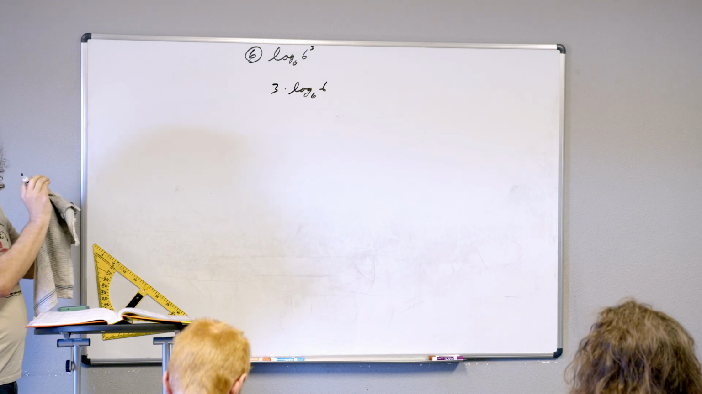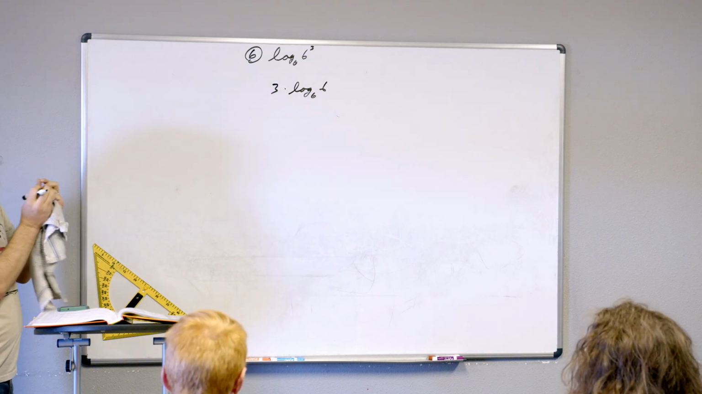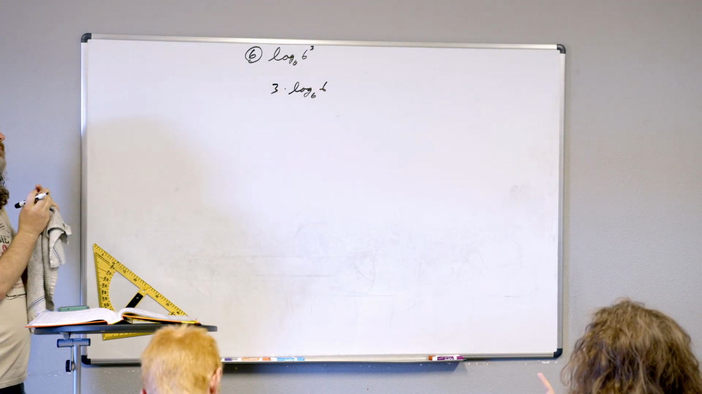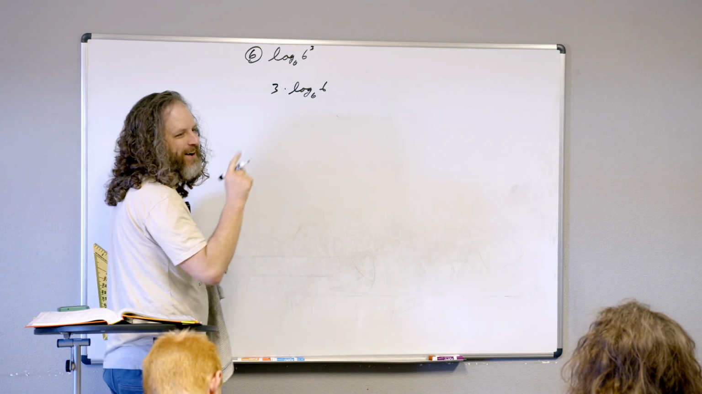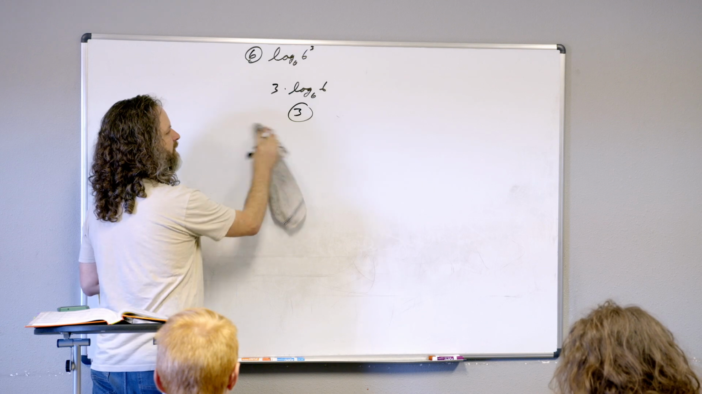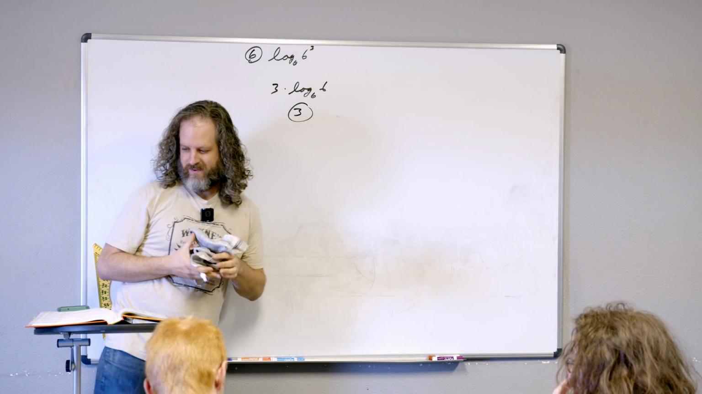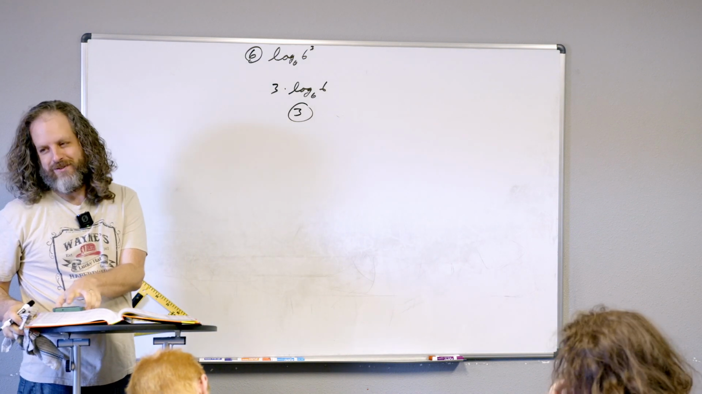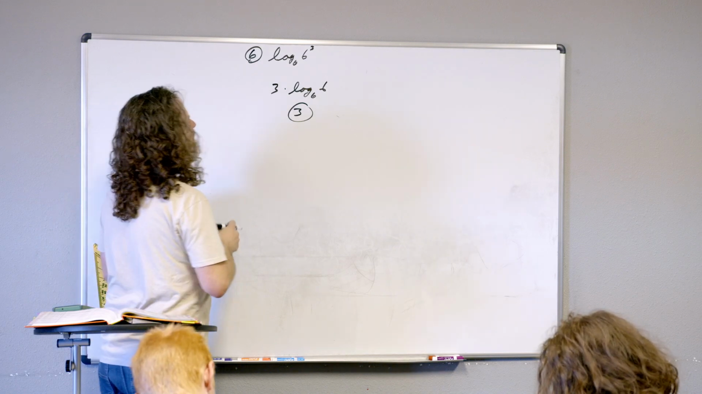Then if you have a log and the base and the argument match, what does that equal? 0 or 1. 1. Not or, but definitely 1. Right? So 3 times 1 is 3, so the answer is 3. I got them all right, but it's because I plugged it into the calculator. Well, yeah, so this is still important, right? Does this make sense?